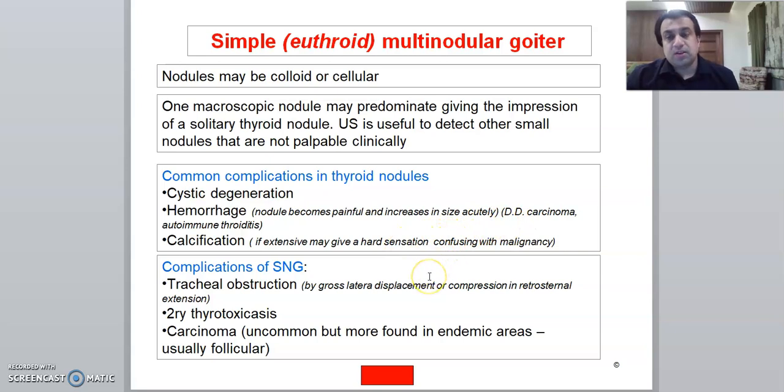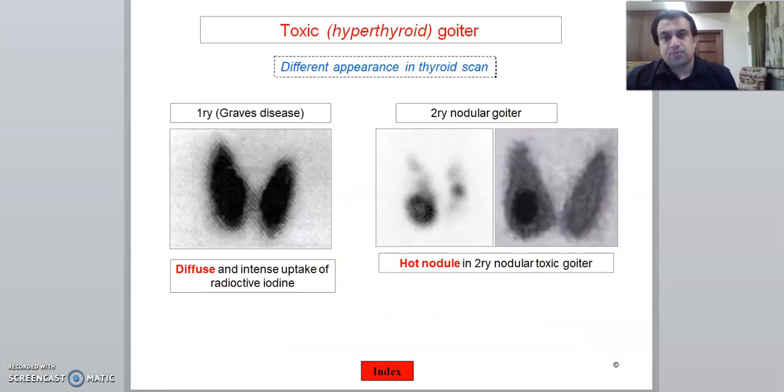So sometimes calcification can be mixed up with malignancy. Now, complications of a solitary nodule of the thyroid: it can cause tracheal obstruction by displacement of the trachea. It can cause thyrotoxicosis, and even carcinoma can occur in a simple nodular multinodular goiter. And there is a likely chance of it turning into a cancerous form.